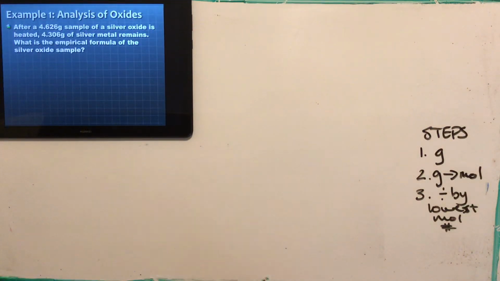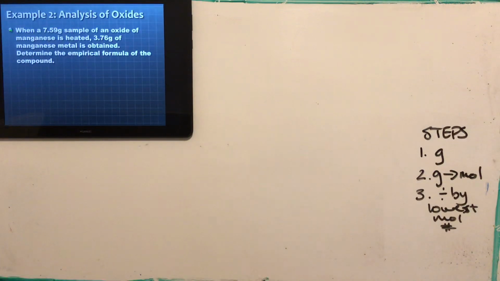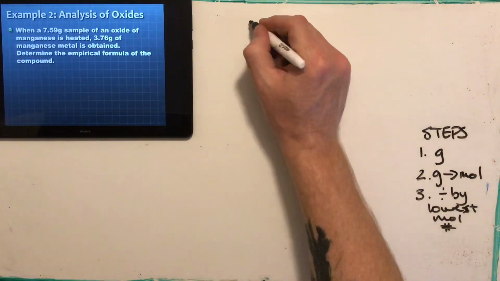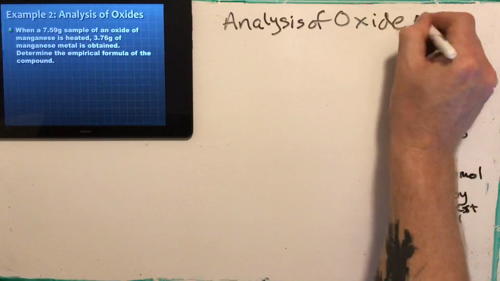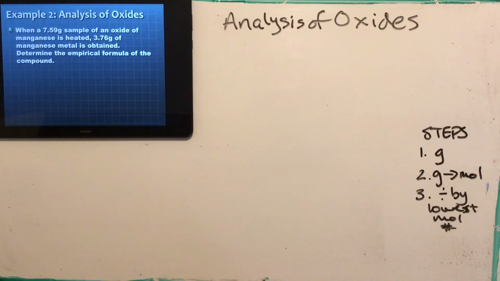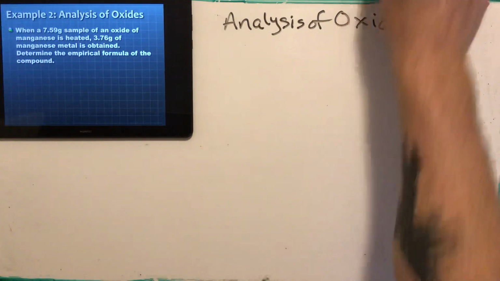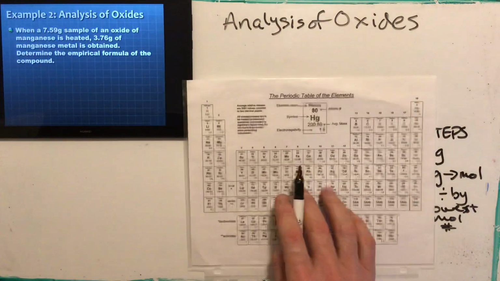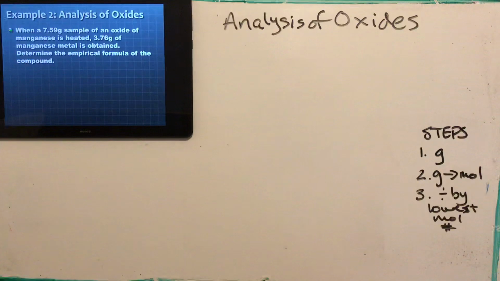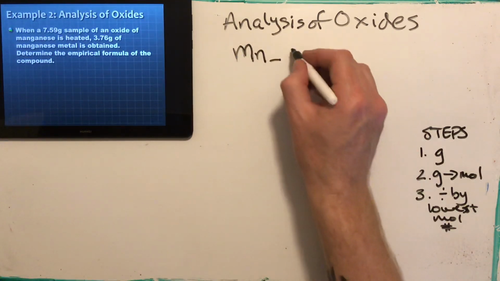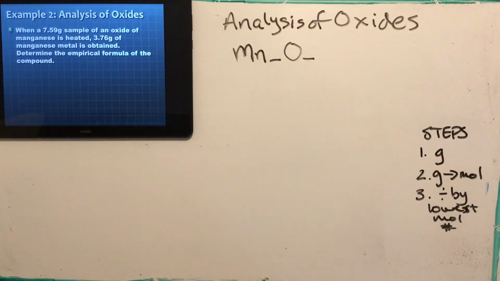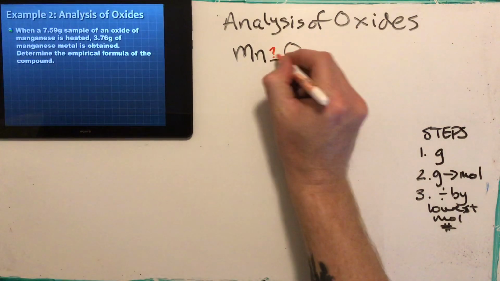All right. Example 2 in our oxides. So we're still doing oxides, analysis of oxides. And this one says I've got a 7.59 gram sample of an oxide of manganese. Manganese on the periodic table is right here. It's Mn. All right? Be careful, common mistake. People see manganese and they think magnesium. All right, and that's going to alter your molar masses. So it's Mn, we don't know that number, and O, we don't know the subscripts in the formula. So these things right here, we don't know those yet.